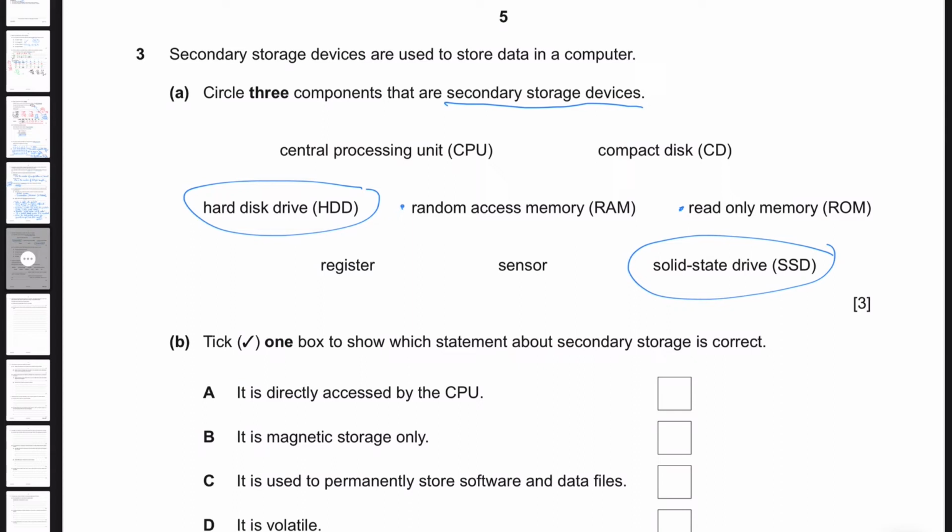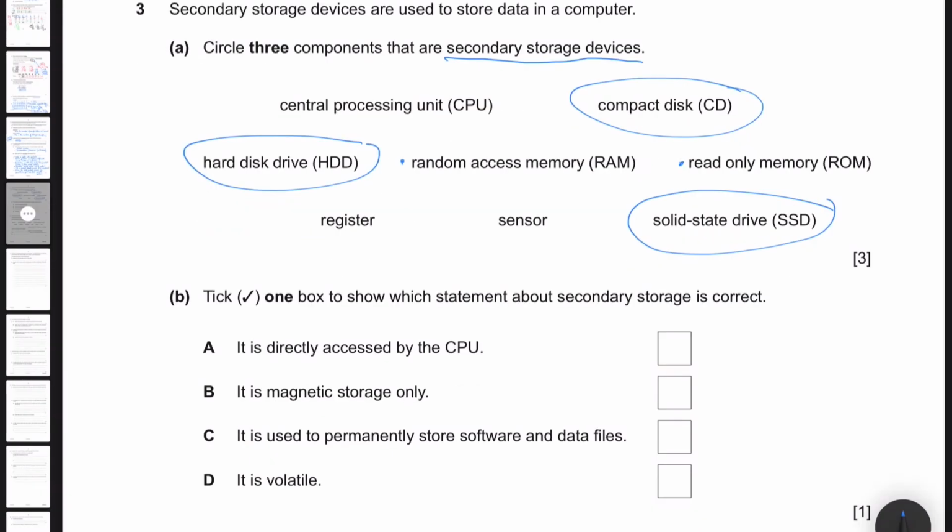The CPU is obviously something different. Sensors and registers. A register is something that's inside the CPU. So it must be a compact disk. It is secondary storage despite it being portable. Please don't think that just because it's portable, it's not classed as secondary storage. Something like a USB flash drive could also fit into secondary storage devices.